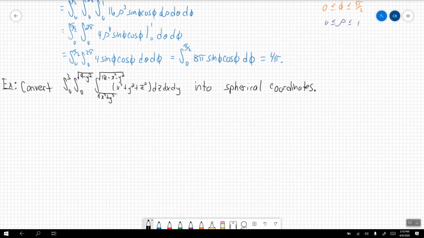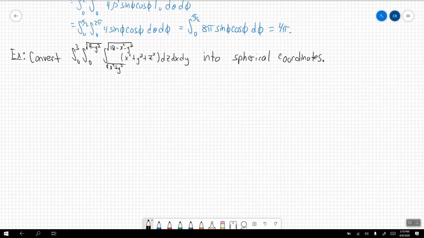We want to convert this into spherical coordinates. As it's being presented to us, it looks like it's in Cartesian, and we're going to go from Cartesian over to spherical. That's our goal here. We're going to work with everything that we know. All right, so let's start with the extraction.